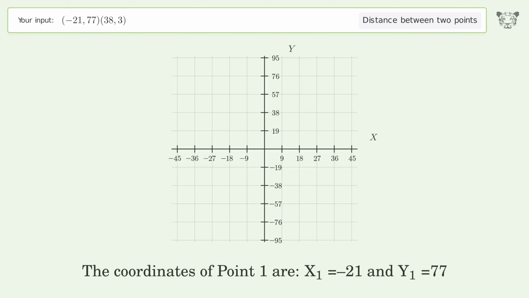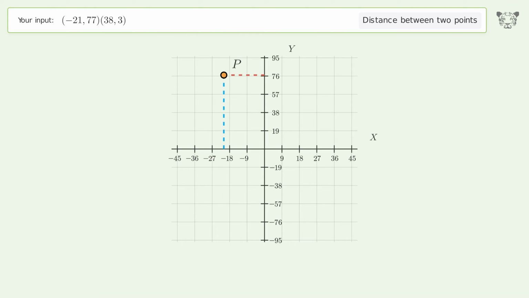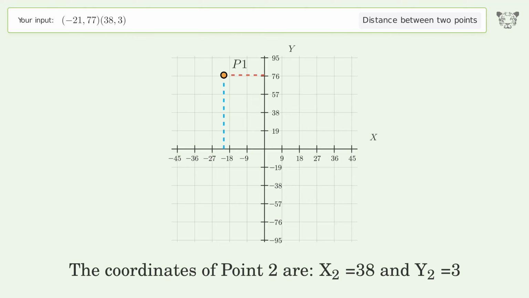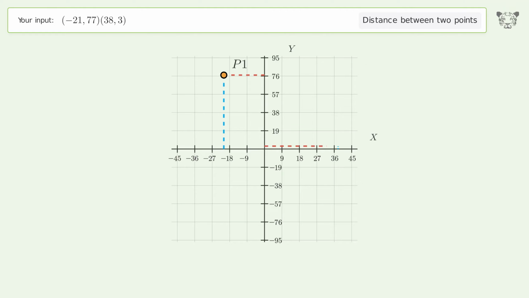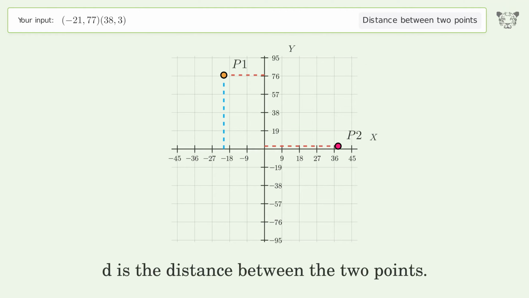The coordinates of point 1 are x1 equals -21 and y1 equals 77. The coordinates of point 2 are x2 equals 38 and y2 equals 3. D is the distance between the 2 points.